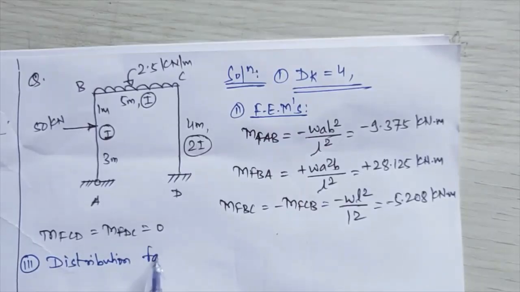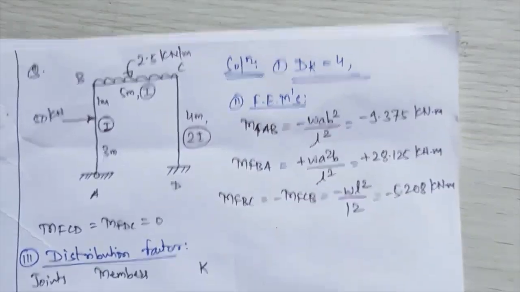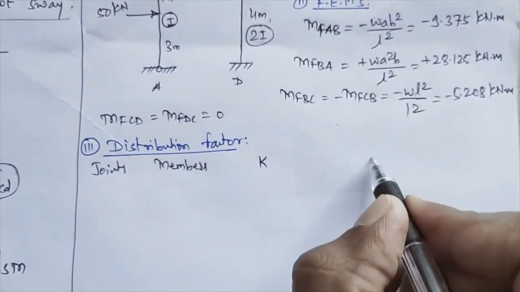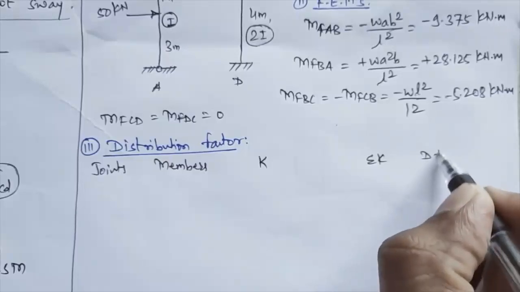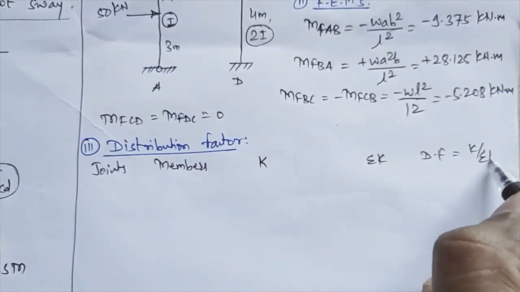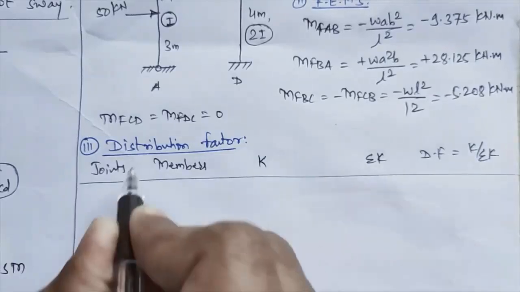The first 3 steps whatever you are going to do are the same as your non-sway analysis moments. Okay, so in this distribution factor table, the first column is the joints, next is the members meeting at these joints, next is the relative stiffness K, after that the total stiffness, summation of K, and last is DF, which is equal to K divided by summation of K.